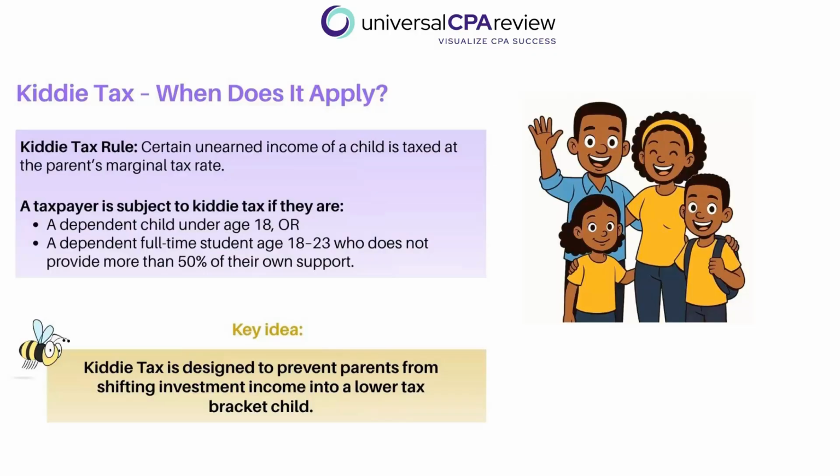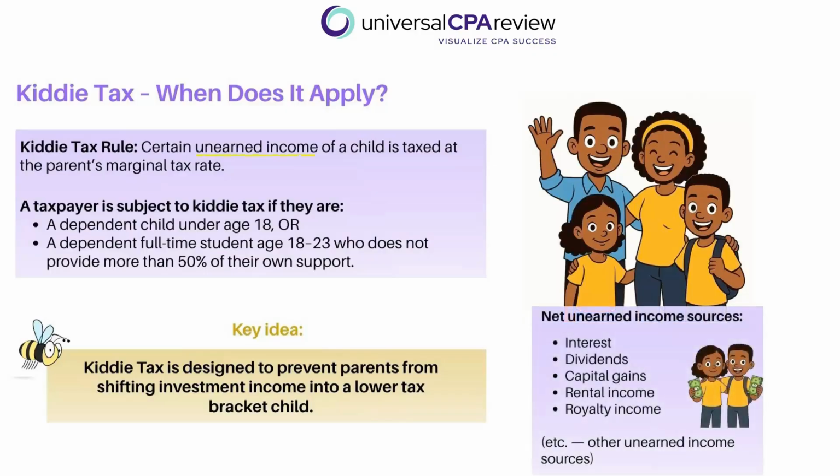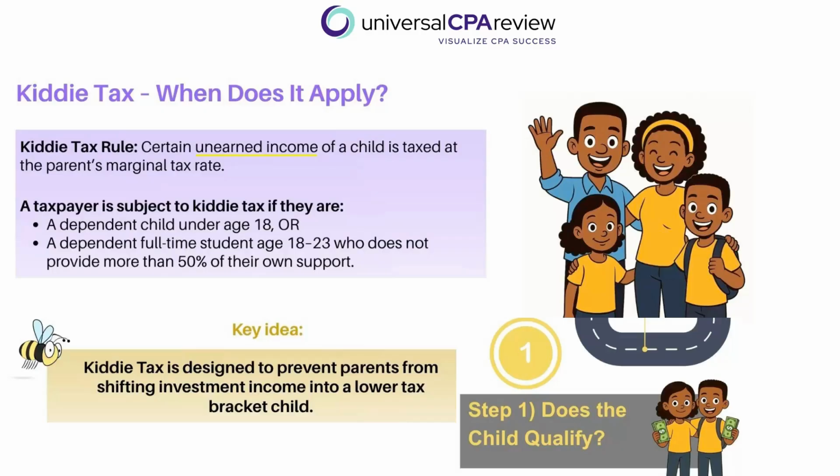The Kiddie Tax rule says that certain unearned income of a child, things like interest, dividends, investment gains, is not taxed at the child's tax bracket. Instead, it will be taxed at the parent's marginal tax rate. So before you even begin any Kiddie Tax calculation, step 1 in your brain is, does this child qualify to even be subject to Kiddie Tax? And again, a child is subject to Kiddie Tax if they are a dependent child under age 18 or a dependent full-time student age 18 to 23 who does not provide more than 50% of their own support.